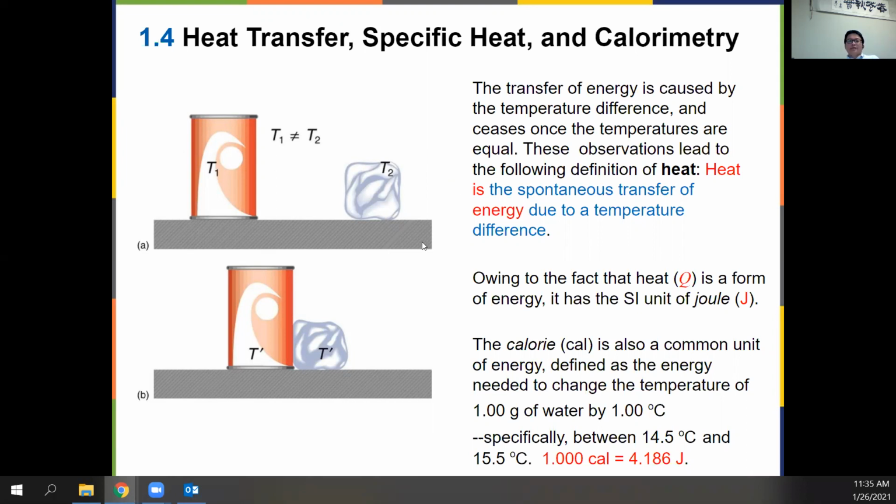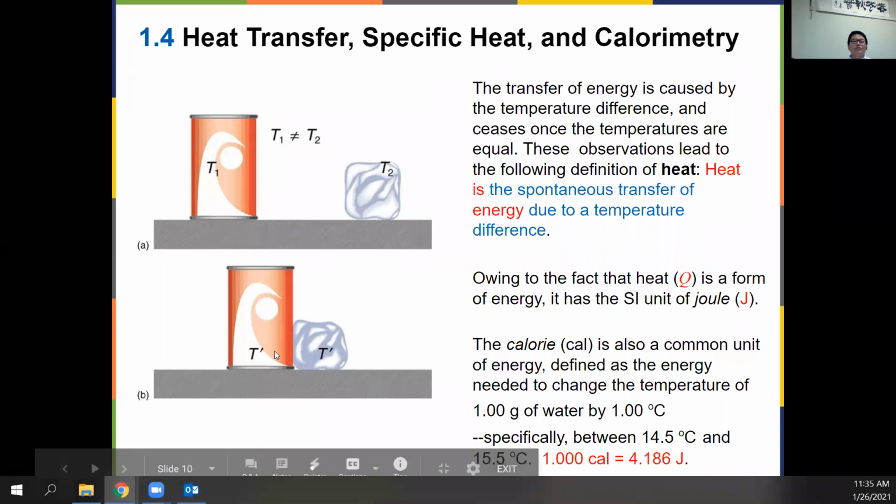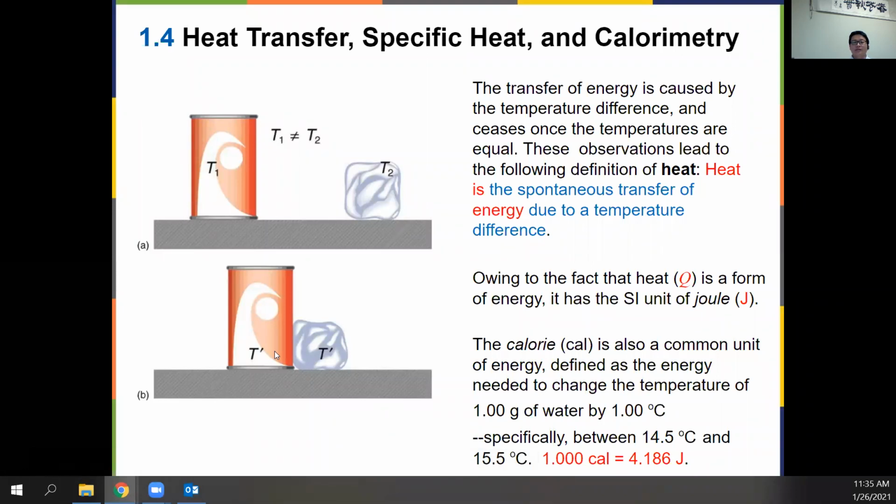after a certain time, the two will reach equilibrium, so then the temperature of the two will be the same, okay? So what happens here is the higher temperature object will give heat to the lower temperature object. The lower temperature object, in this case the ice, will receive the heat given out by the can here, okay? So when you have two objects in contact, there will be heat exchange between the two if they are not at the same temperature, okay?